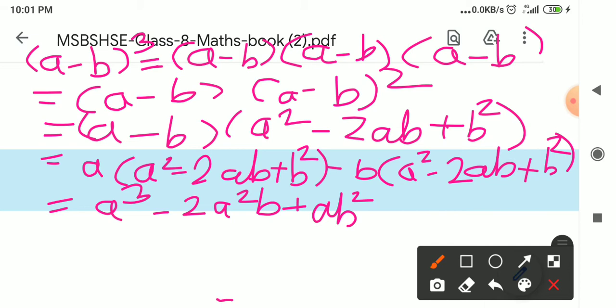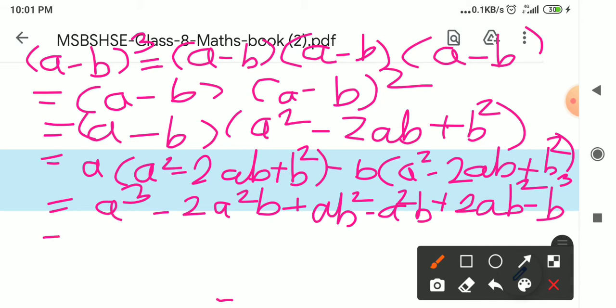Now the same steps we follow for the other bracket. So minus b into a is a square b, minus into minus is plus, so plus 2ab square. And then minus b into b square, so minus b cube is here.